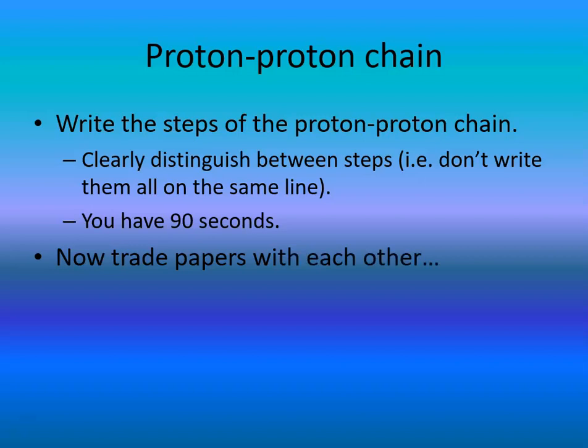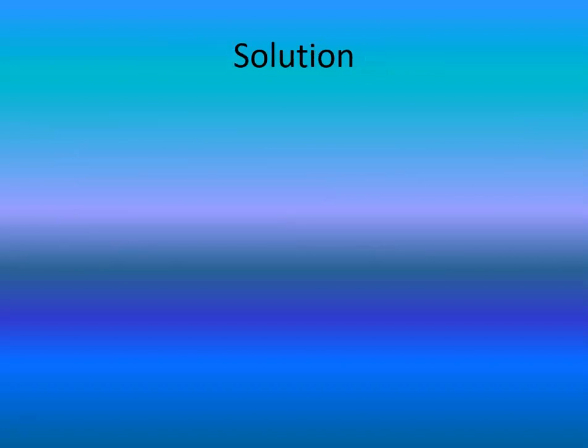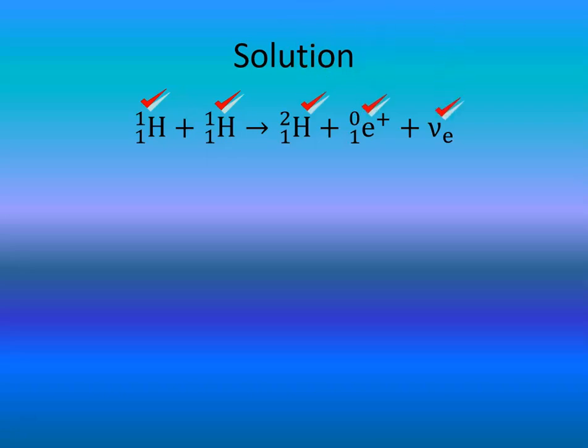Hopefully now you have completed the question of the day. If you're watching this video with somebody else and you've both done this, then trade papers with each other. Here is what you should have. The first step of the proton-proton chain: you have one proton colliding with another proton to create a deuterium nucleus, and also a positron and a neutrino. So one check for each of those.